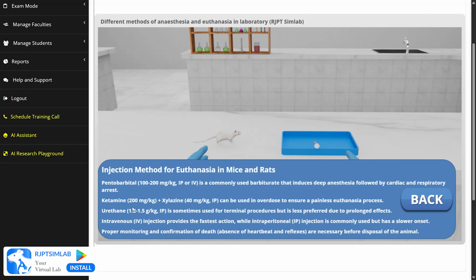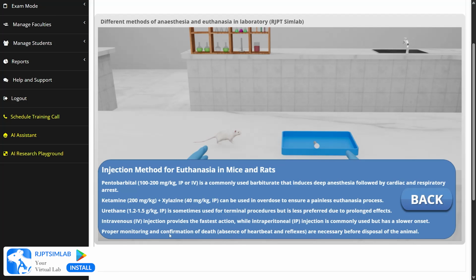Second, we use ketamine at 200 mg per kg, in combination with xylazine at 40 mg per kg, given through the intraperitoneal route, and it can be used in overdose to ensure a painless euthanasia process. Then we use urethane at 1.2 to 1.5 gram per kilogram through the intraperitoneal route, which is sometimes used for terminal procedures but is less preferred due to prolonged effects.